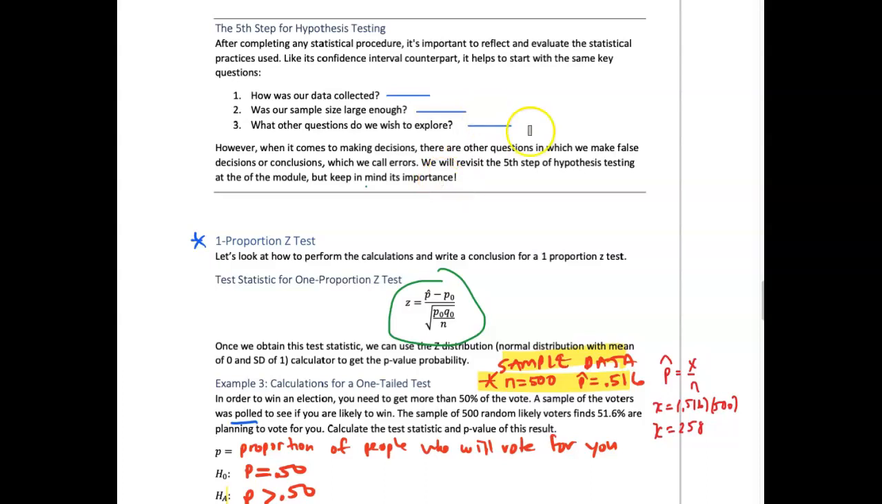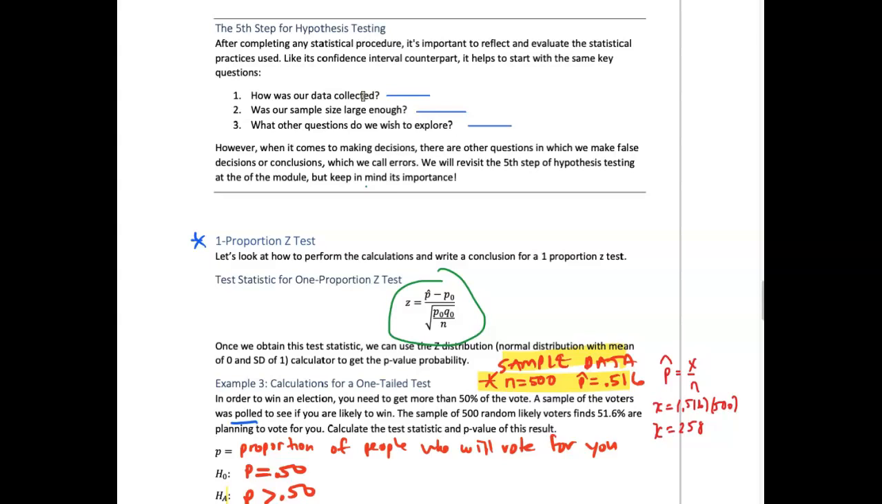We should have ended that last video with the fifth step, so we'll start with the fifth step. There is a fifth step to hypothesis testing. It's the reflection on statistical practices. We ask the questions, how was our data collected? Is it random? Is it independent? Is our sample size large enough?